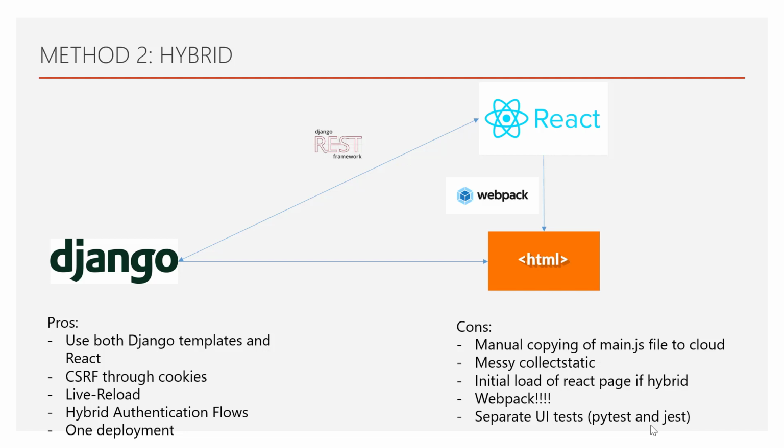And again, you have to do separate UI tests. If you have some pages that are running from Django views, like your normal template views, you have to do their testing in PyTest or Python or whatever you're using. And then for the React pages running on JSX, you have to write separate tests running on Jest. So without further ado, let's jump straight into it.